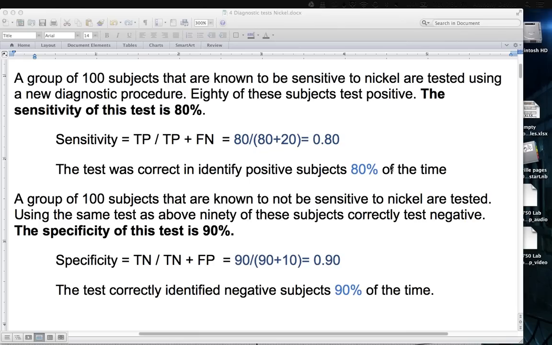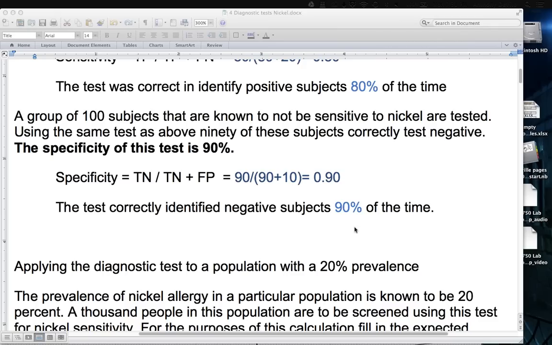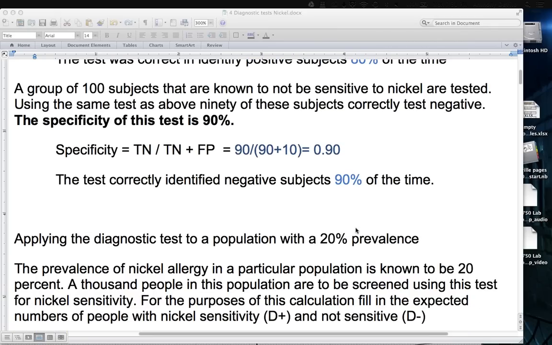So sensitivity refers to people that actually have the disease. How good is the test at identifying it? The other term you heard in the lecture is specificity. Specificity is how good the test is at identifying people that don't have the disease.